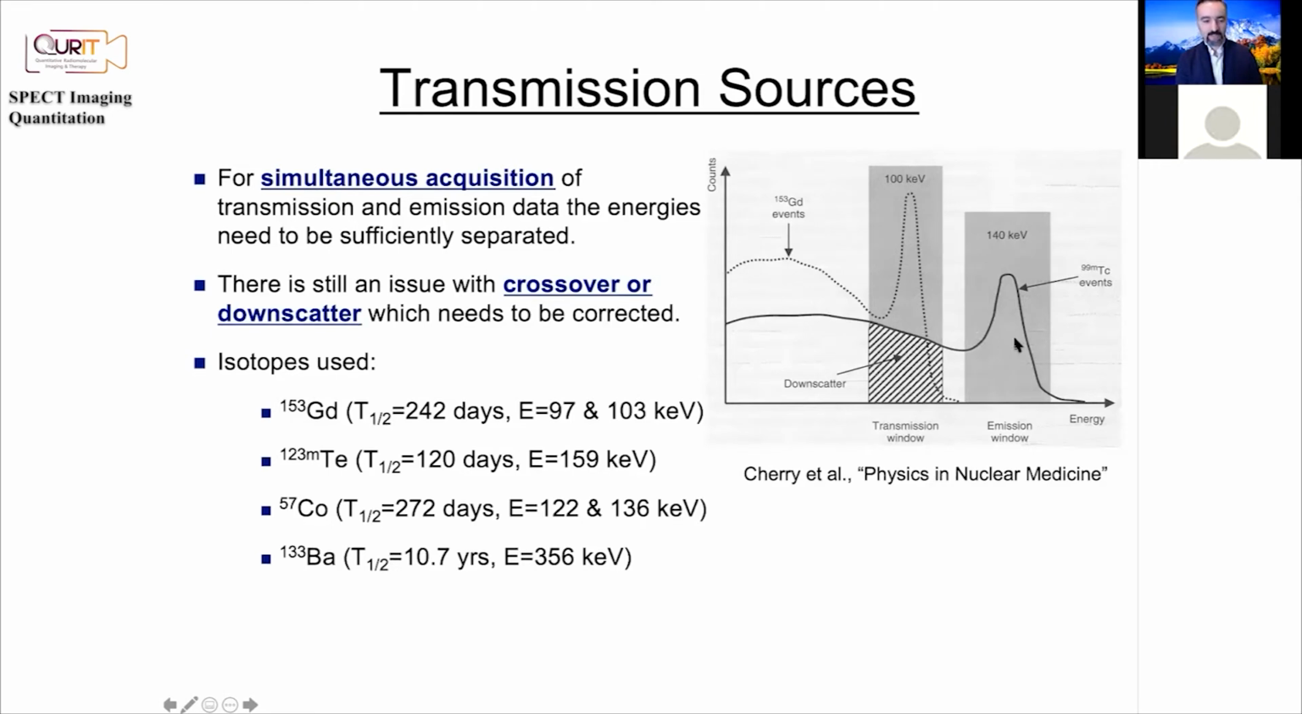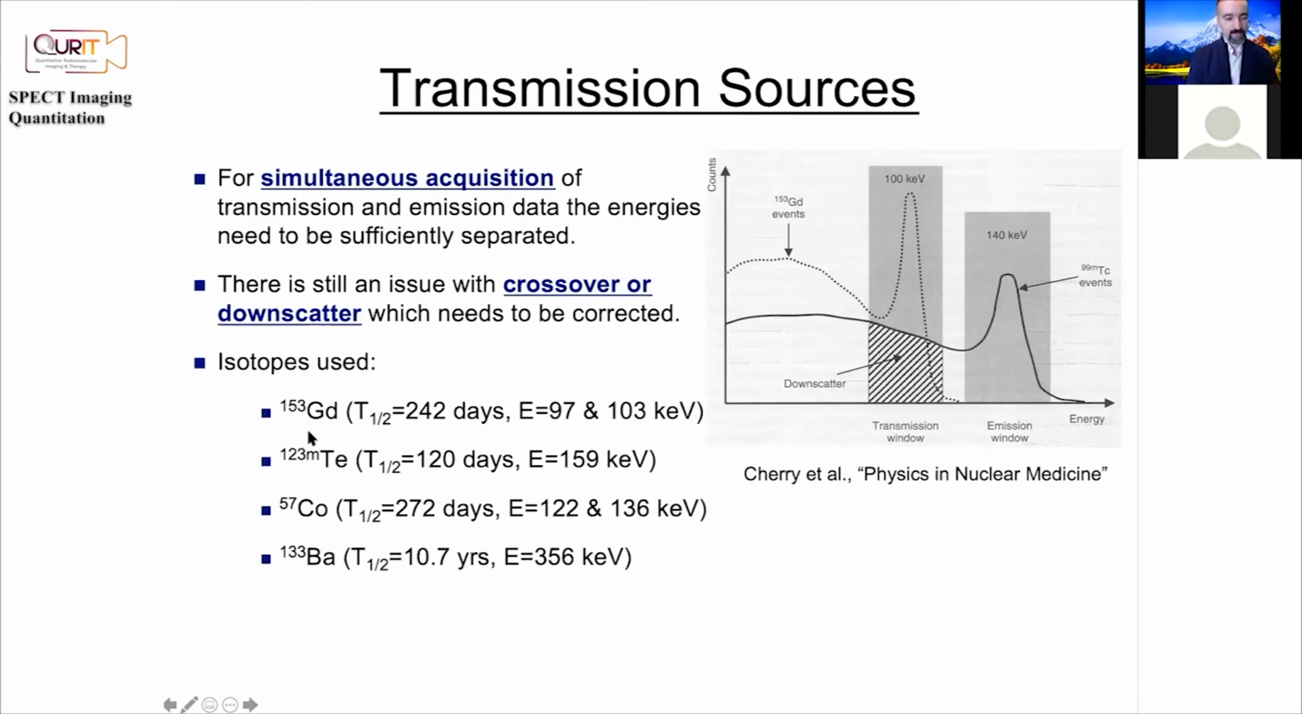One of the problems with this approach is downscatter. So you could be having 140 keV events going here, but because they were scattered in the body, their energy would be lowered, let's say to 100 keV, and then they would be accepted by this window. That would be a problem, right? Because what was accepted in this window was not the original transmission source signal coming through, but actually an emission signal that was mistakenly thought to be a transmission source. So this is the crossover or downscatter problem.